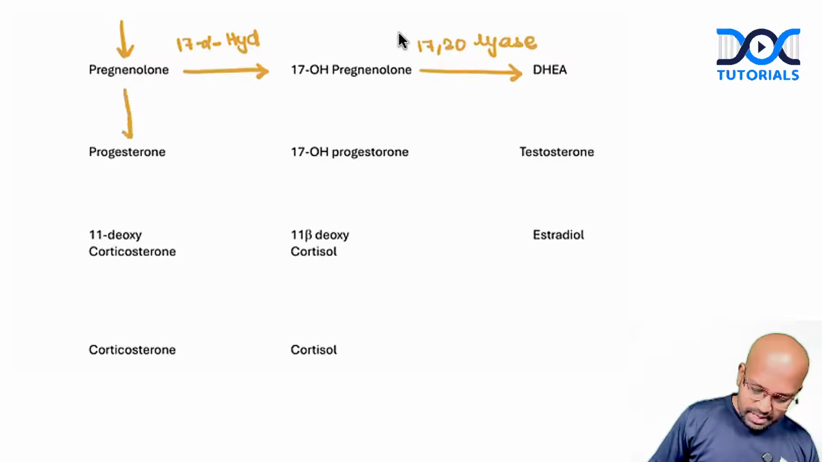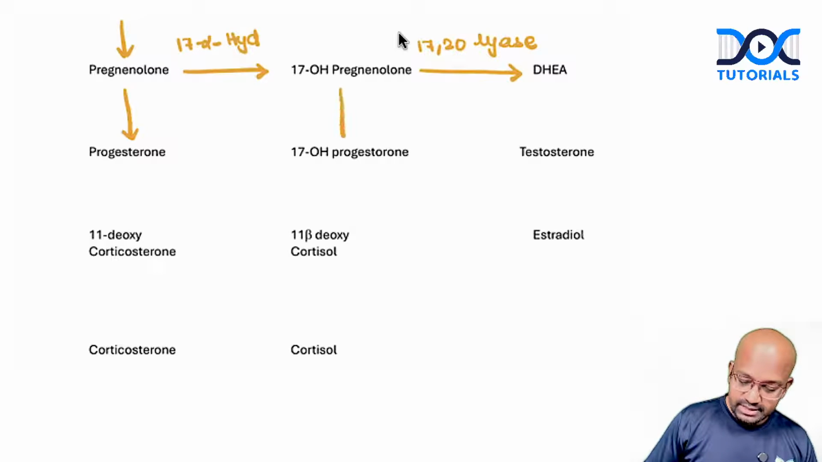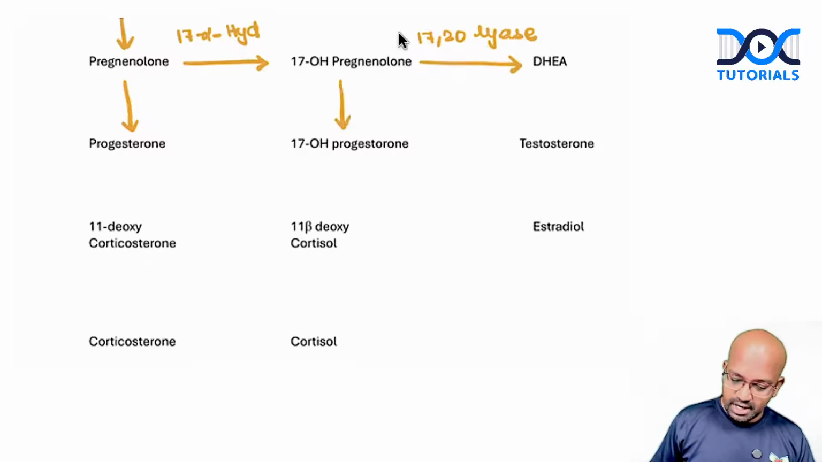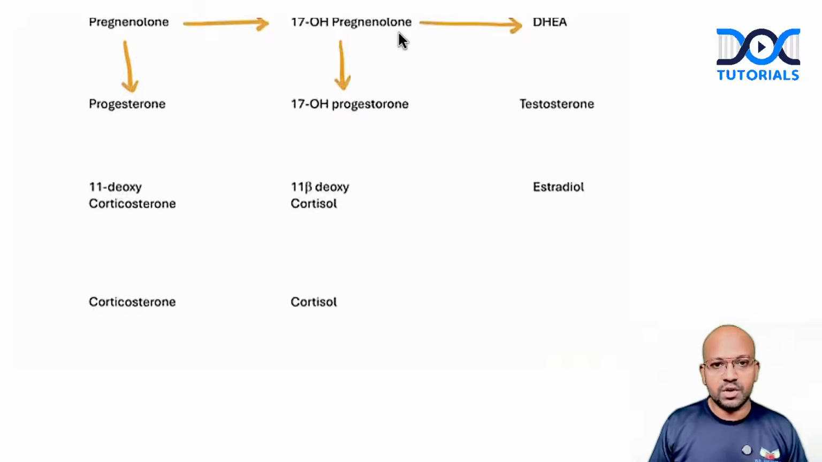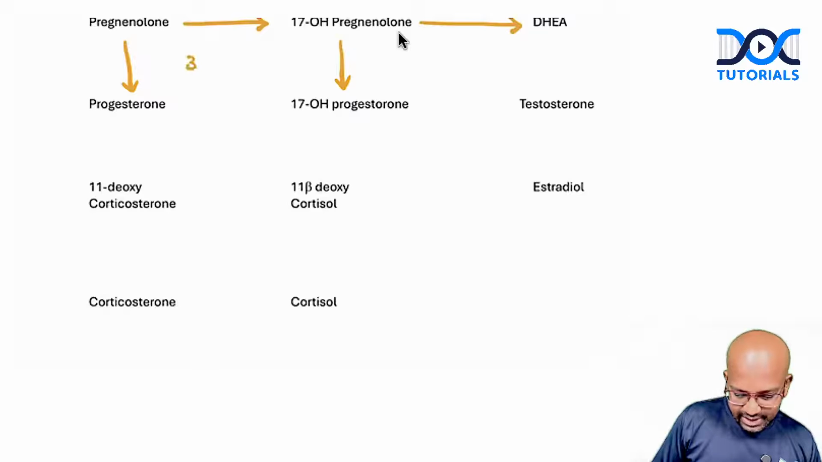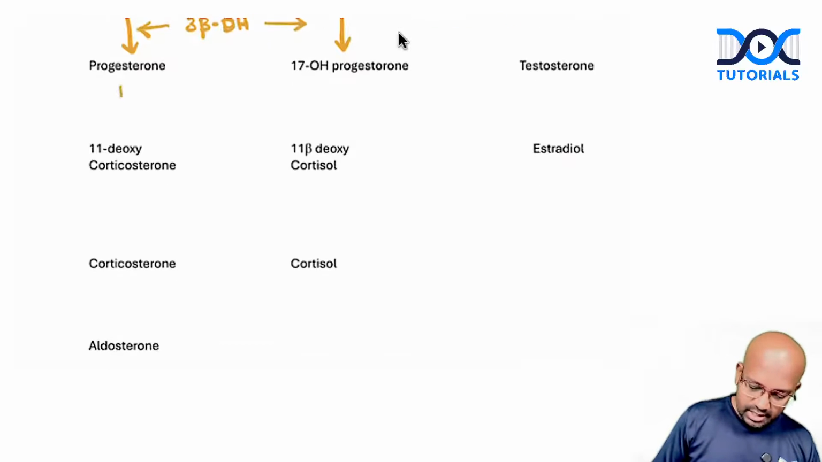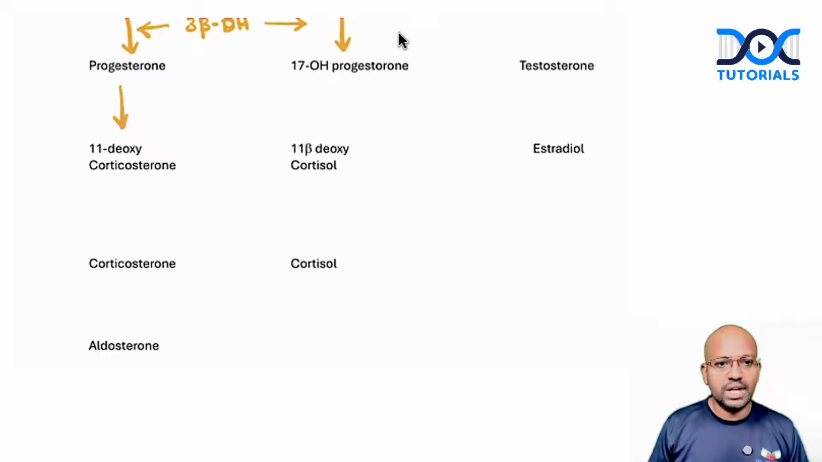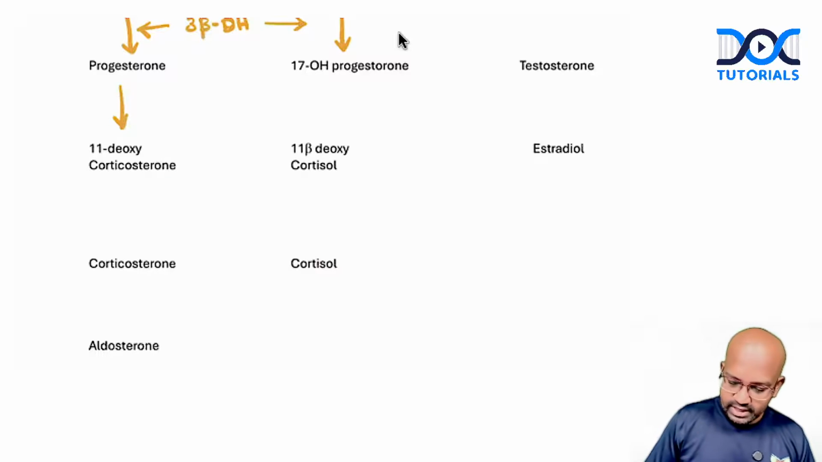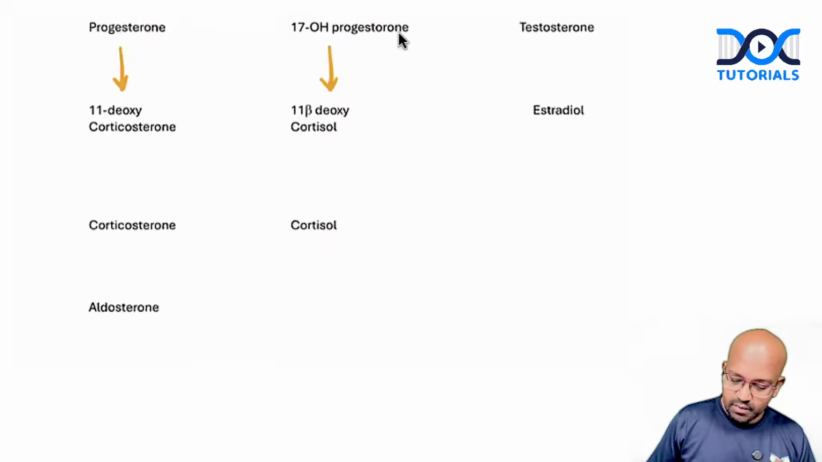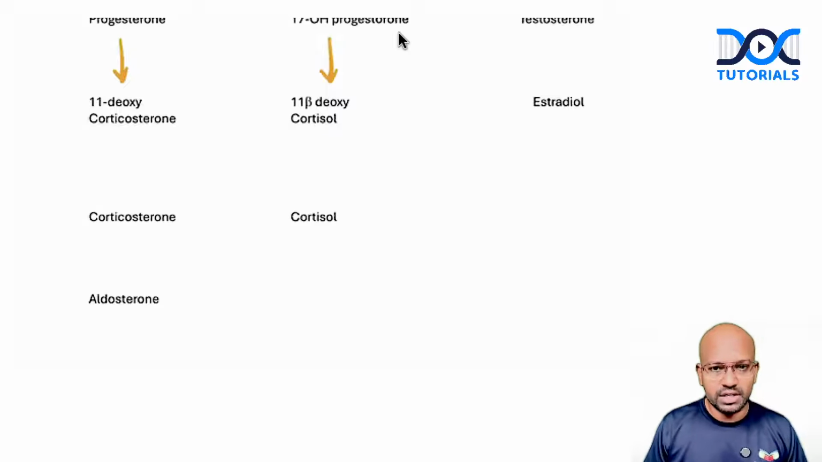Pregnenolone in turn will be converted to progesterone. Similarly, 17-hydroxypregnenolone will be converted to 17-hydroxyprogesterone. This will happen with the help of 3 beta dehydrogenase enzymes. Similarly, progesterone will be converted to 11-deoxycorticosterone, whereas 17-hydroxyprogesterone will be converted to 11-deoxycortisol.